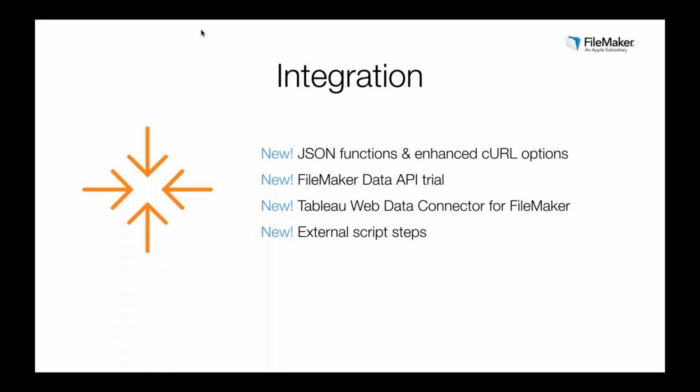So integration, this is huge too. I see Joe over here nodding. JSON functions and enhanced curl options. JSON provides a set of predefined functions to parse and generate JSON data, which can then be exchanged with other data sources such as web services that have REST APIs. So we have full RESTful API support in FileMaker. Big stuff, talking to all these web services.